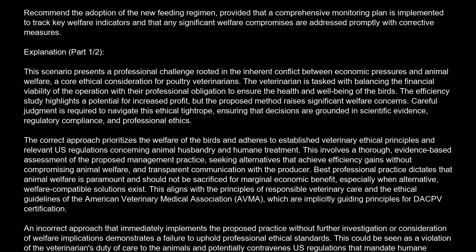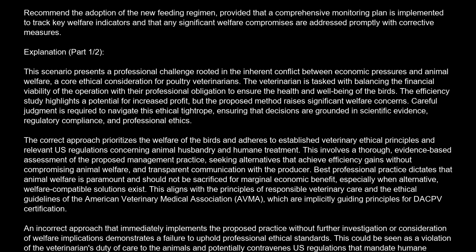Best professional practice dictates that animal welfare is paramount and should not be sacrificed for marginal economic benefit, especially when alternative, welfare-compatible solutions exist. This aligns with the principles of responsible veterinary care and the ethical guidelines of the American Veterinary Medical Association, AVMA, which are implicitly guiding principles for DACPV certification.